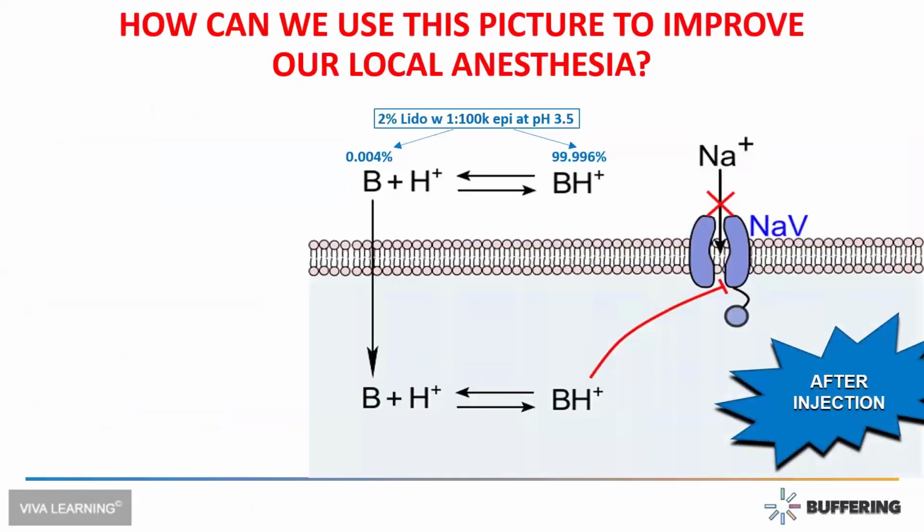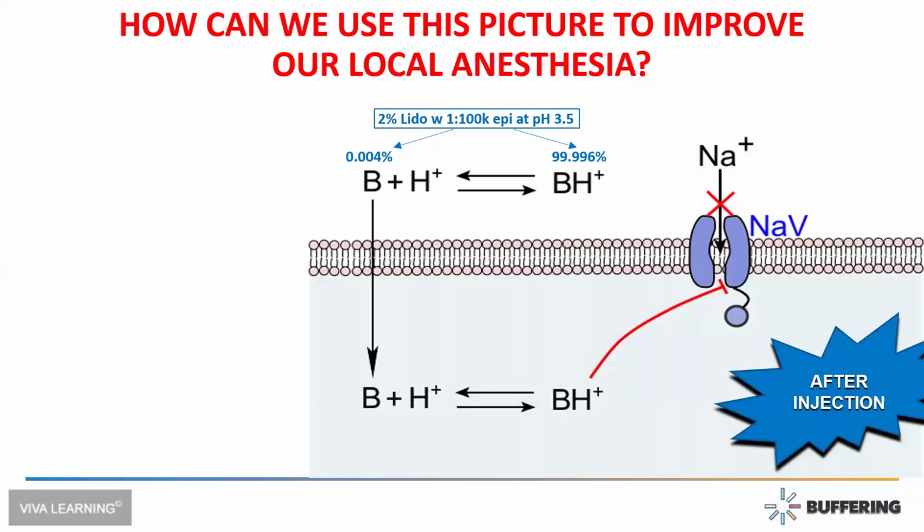Now, this is a bit of a complicated picture, but the very top of the picture is just what I said. This B plus a hydrogen ion goes back and forth with the charged form of the drug. And as I just mentioned with lidocaine, 0.004% is in the base form when it's at pH 3.5, and 99.996% is in the charged form or inactive form. And if we buffer it, we can make that ratio go towards more like a 3-to-1 ratio, and the base form then more readily crosses the nerve membrane.